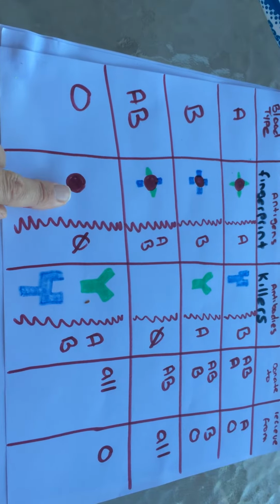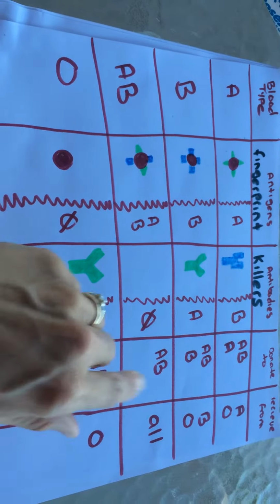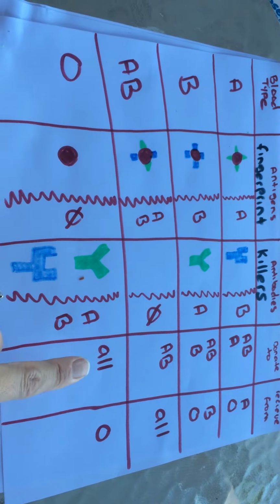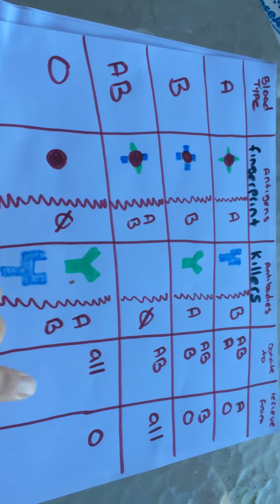So blood type O is considered to be able to donate to all people. They donate to all people. They are the universal donors. Okay?